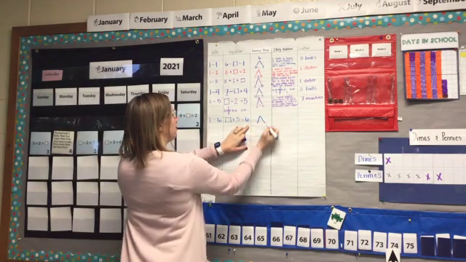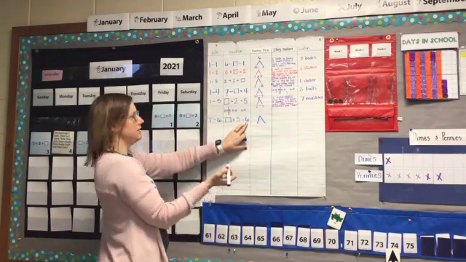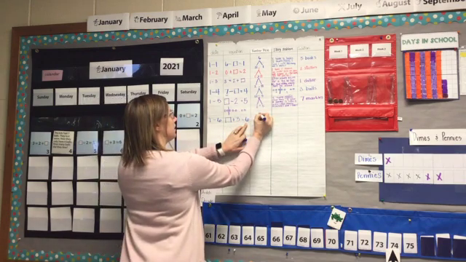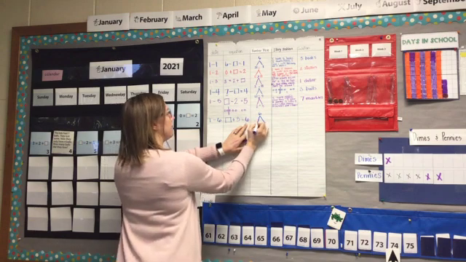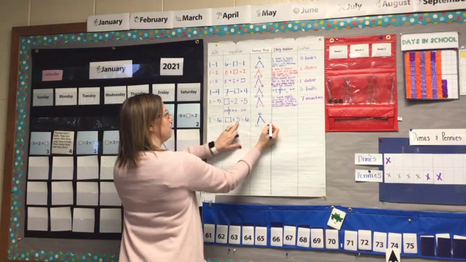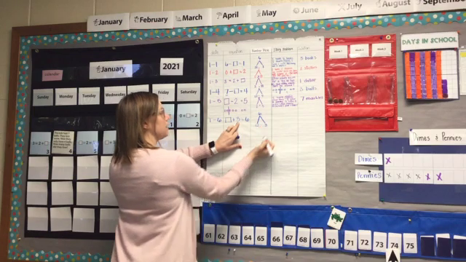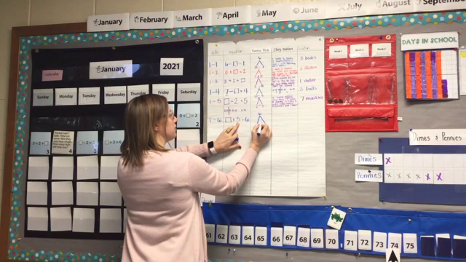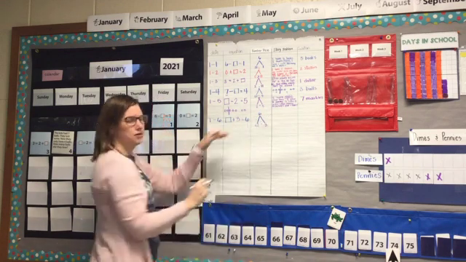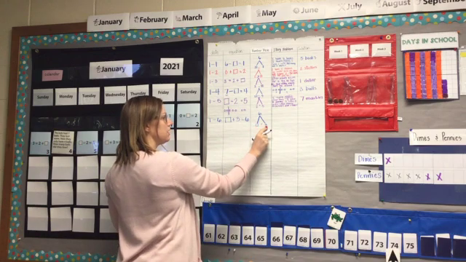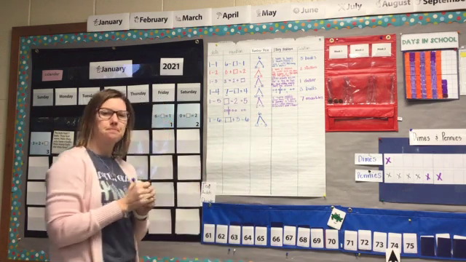So to make a number tree, we know that we always have to put the total at the top, and the total is 6. Okay, so we have an empty partner down here, but we know the other partner is 3. We also know that when we add our two partners together, it's going to equal our total at the top. So what plus 3 equals 6?